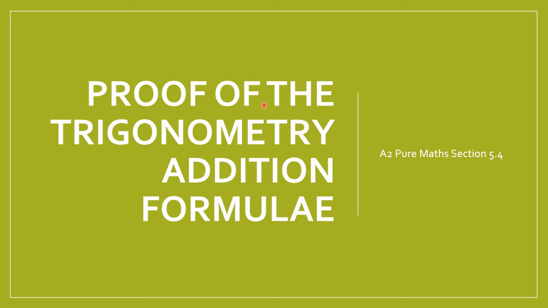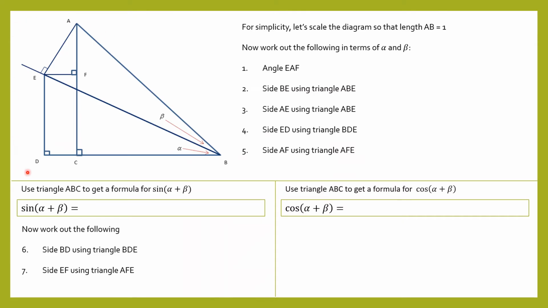In this video, we're going to see where the trigonometry addition formulae come from. We're going to be using this diagram here, which has a couple of angles, alpha and beta here. We're going to work out a few things and then ultimately get formulae for sine of alpha plus beta and cos of alpha plus beta. Then we'll do tan and then the three formulae with alpha minus beta as well.